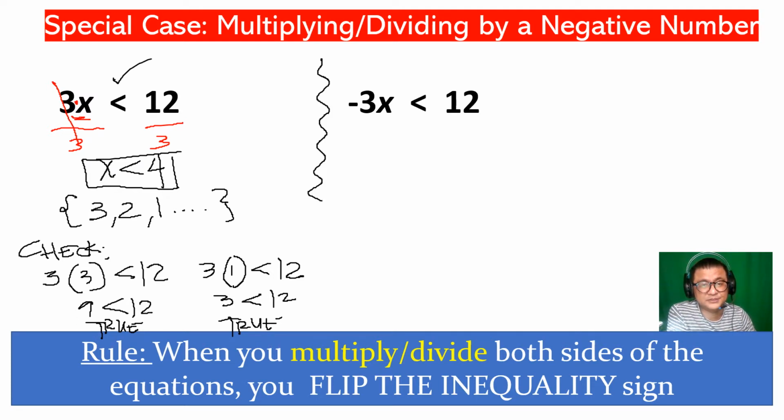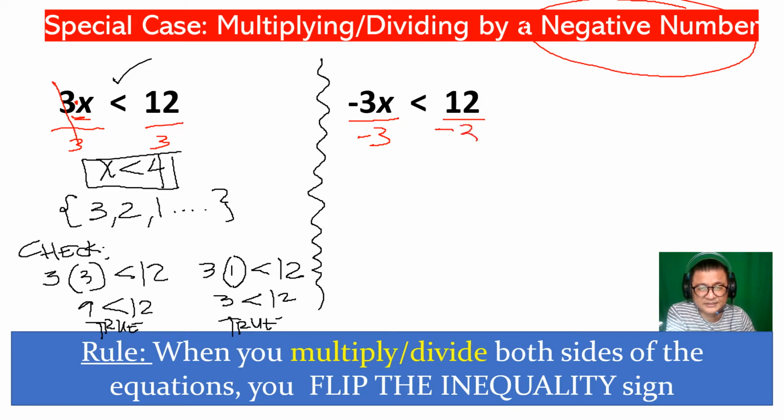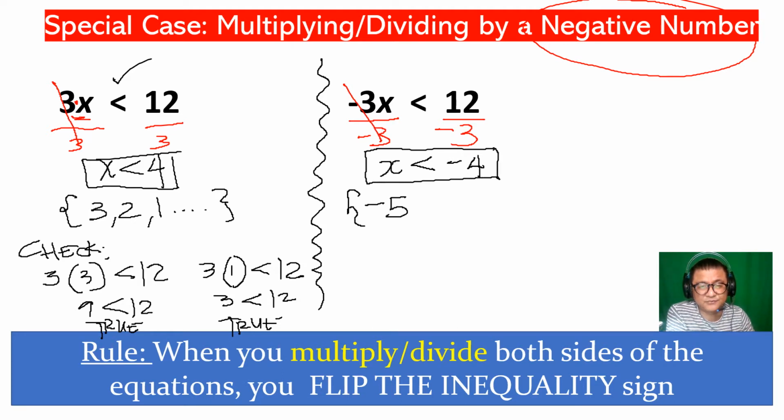But the problem is, check this out. Now, they almost look the same, but guess what? The coefficient is a negative 3. So if you want to get rid of that, you divide by a negative number. There you go. Dividing by a negative number. That cancels out. Therefore, x is alone. x is less than negative 4. All right? But what are the numbers less than negative 4? I could use negative 5, negative 6, negative 7, dot, dot, dot, until negative infinity.